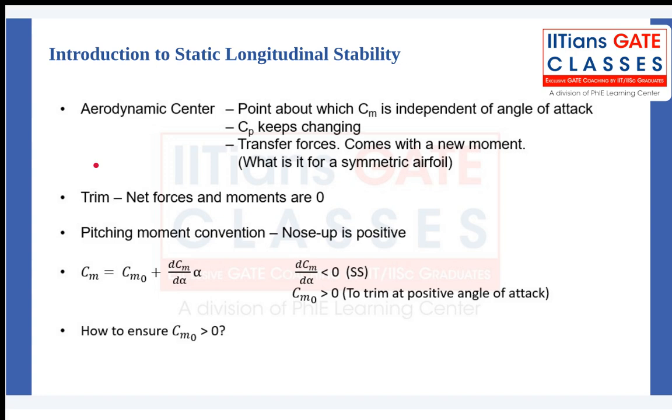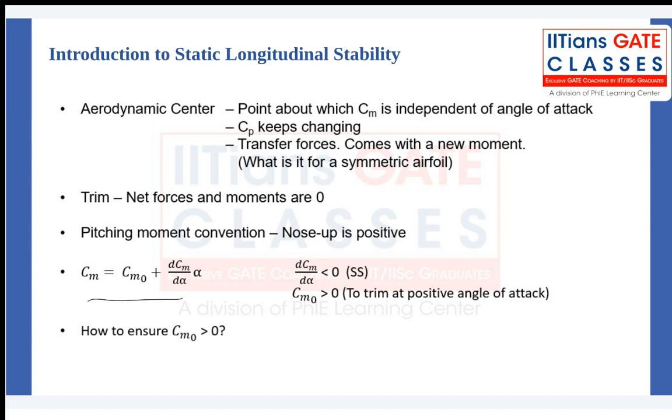Then we saw what trim was. Trim is an equilibrium condition for the aircraft, which is essential to analyze the stability of any system. So for the aircraft, it's called trim where the net forces and moments are zero. Then our pitching moment convention is nose up pitching is positive, nose down is negative. And then we have the basic linearized equation for pitching moment, given here: Cm is Cm naught plus dCm by d alpha into alpha.